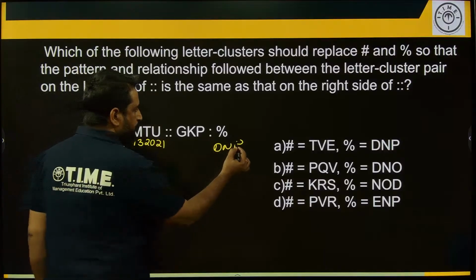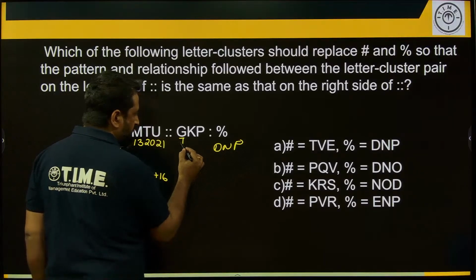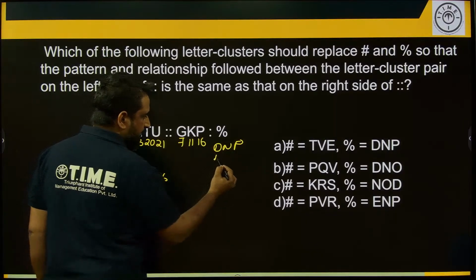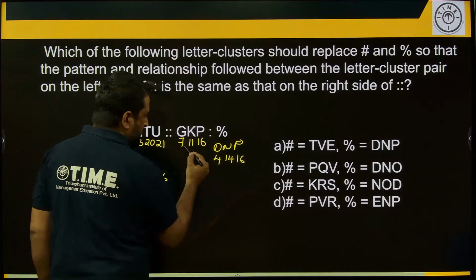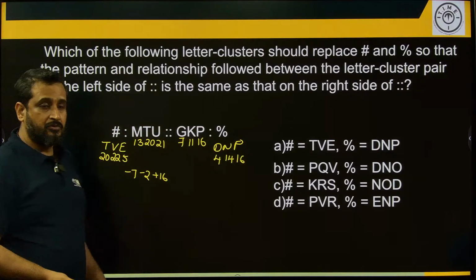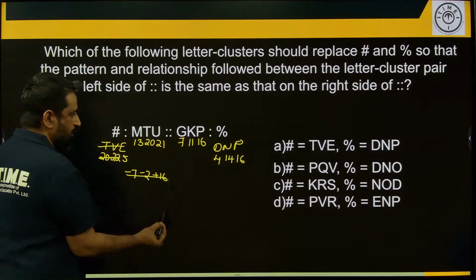Now, GKP and DNP. G position value is 7, K position value is 11, P position value is 16. D is 4, N is 14, P is 16. 7, 4, it is minus 3. Is it matching with that? No. So I may rule out the first option. First option is not correct.